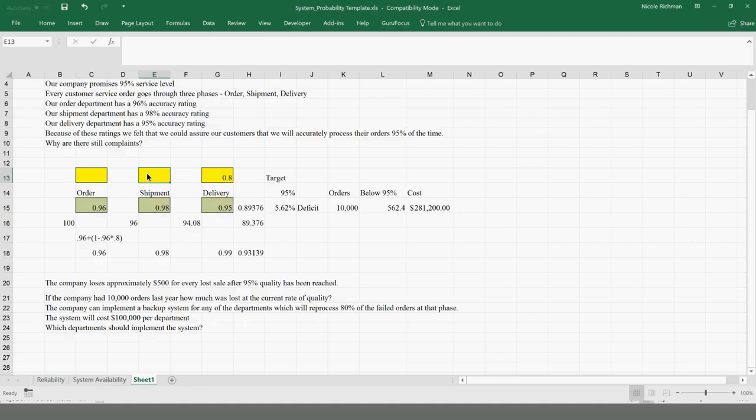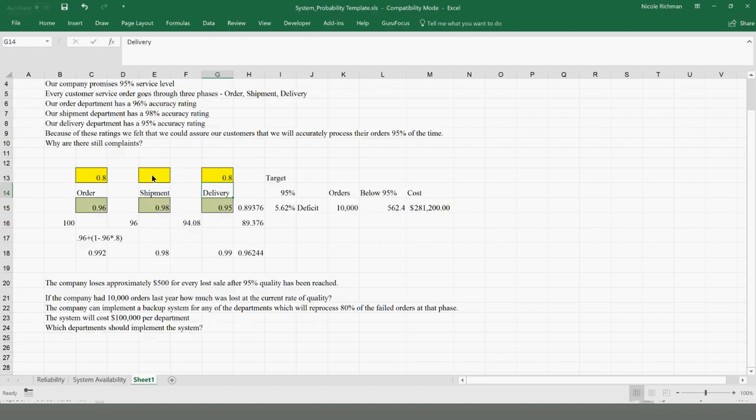Let's try just putting it in our last two. And you see we're below now this 95%. We certainly don't want to do that. So let's try the first two and double check that. And again, we're below 95%. So in this case, it's better for us to have a backup at the order and delivery, but we don't want to add one at shipment.